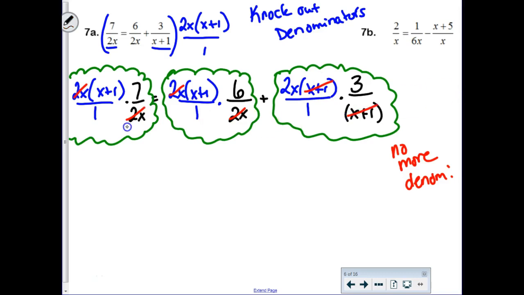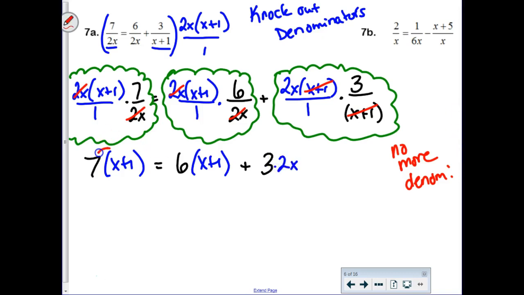Now let's see what we have. So you have a 7 times x plus 1. So if you don't mind, well, I guess I can go a little slower. I'm not in a hurry. I was going to say I was going to skip that step, but maybe not. And then we have a 6 times x plus 1. And then over here, we have a 3 times a 2x.